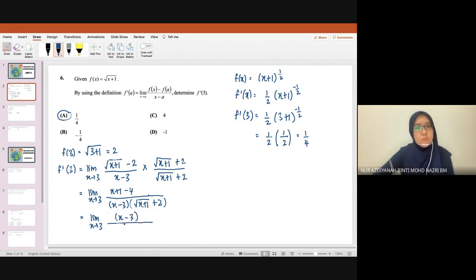Okay, and then over with this same term for the denominator. Kita tak simplify lagi, so set x plus 1 plus 2. Okay, so we can simplify this x minus 3 dengan x minus 3. So when we substitute, okay, to substitute the value of the limit.